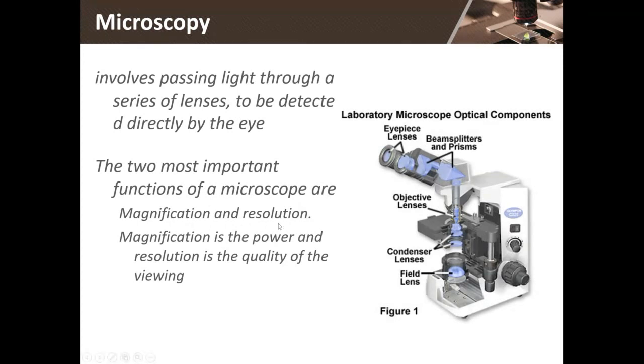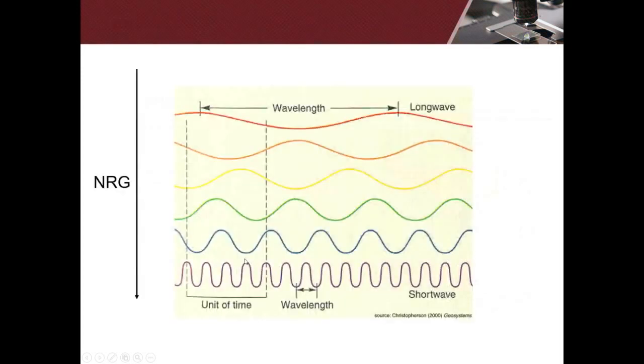So there are 2 things that are really important when it comes to microscopy. First, the magnification piece, because it's bigger. And then second is the resolution, which is basically the quality or the details of our viewing. So we're going to talk about both of those today.